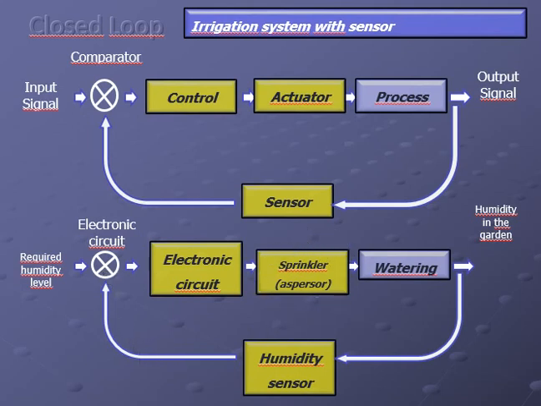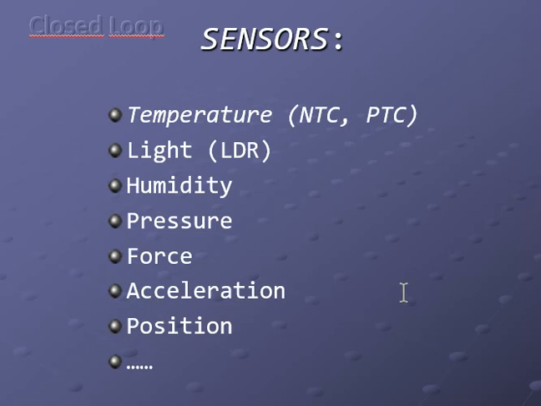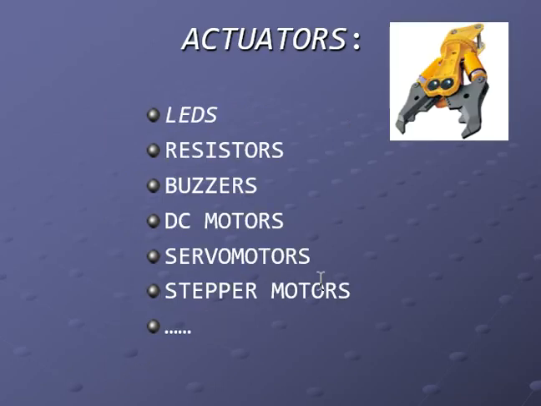We have many different sensors depending on what we want the system to do: temperature, light, humidity, pressure, force, acceleration, position, etc. We have many different actuators as well. We can use LEDs, bulbs, light in general. We have resistors for heating systems, buzzers, motors, different types of motors. So it depends on what we want to get.